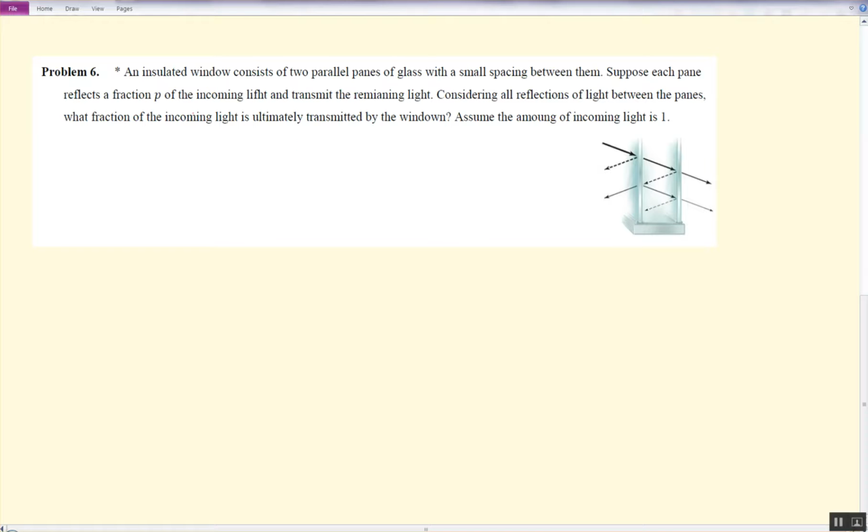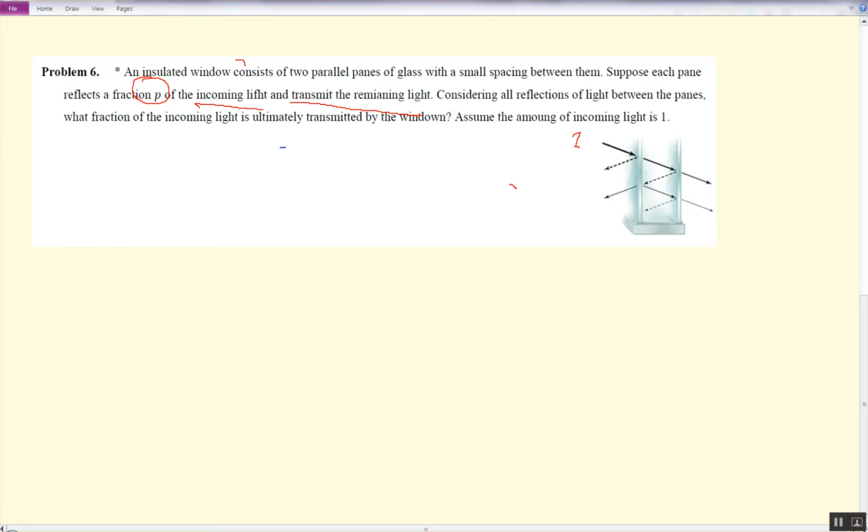Let's look at this application. Here we see that light is coming into these two parallel panes of glass. A fraction p of the incoming light will be reflected, and the remaining light will be transmitted. So with that, we assume that the amount going in is 1.